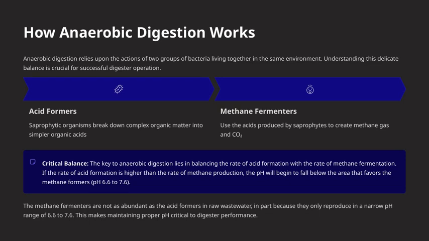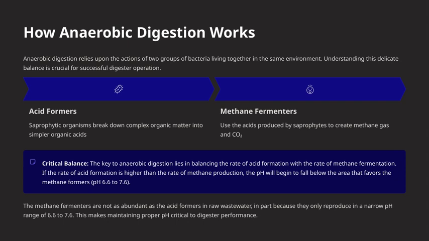Let's take a closer look at how anaerobic digestion actually works. It relies on two main groups of bacteria that work together in the same environment. Understanding this balance is really key to making sure the digester operates successfully. First, we have the acid formers. These are saprophytic organisms, and their job is to break down complex organic matter into simpler organic acids. Think of them as the first step in digesting waste, converting big molecules into smaller, more manageable acids.